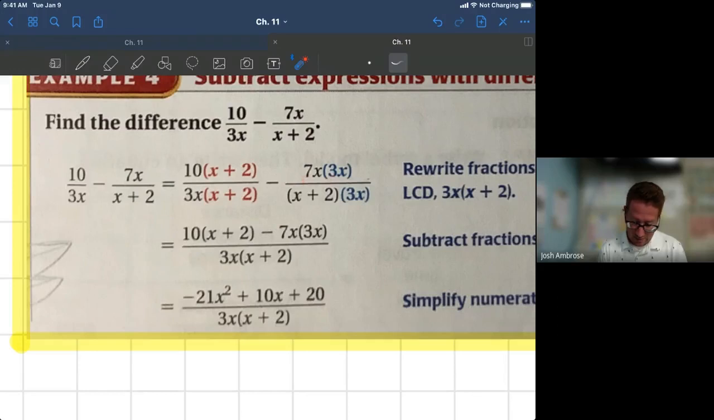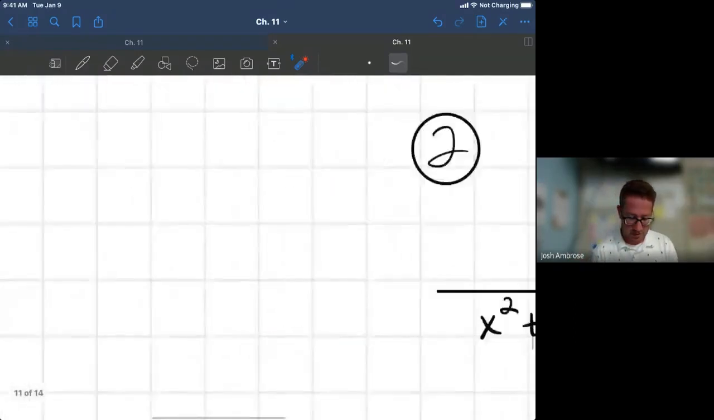7 times 3, but don't forget that negative. That negative right there makes that 7 a negative. So a negative 7 times 3 gives you a negative 21. Then 10 times x gives you 10x. 10 times 2 gives you 20. All right? So that's a full problem. I know it's already worked out, but I wanted to guide you through it. So let's go through some problems together.